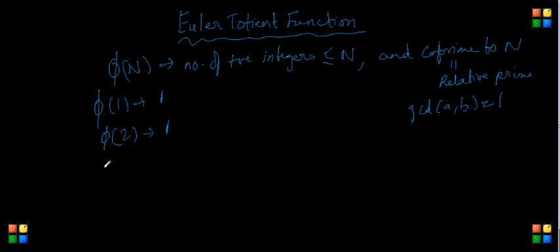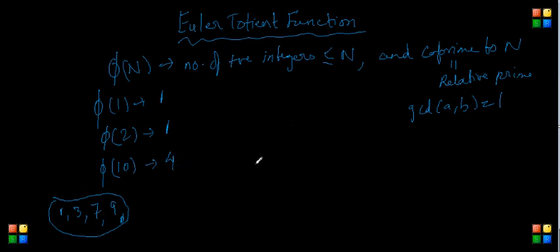Now let me take a slightly bigger number. Let's talk about phi of 10. So what is phi of 10? Let's count it on our fingers, starting from 1. 1 is co-prime to 10, 2 is not, 3 is, 4 is not, 5 is not, 6 is not, 7 is, 8 is not, 9 is, and 10 is not. So we observe here that there are 4 numbers less than or equal to 10 which are relatively prime to 10.